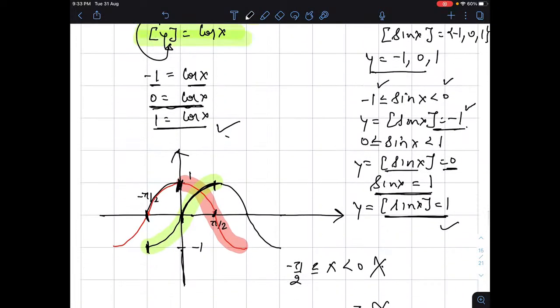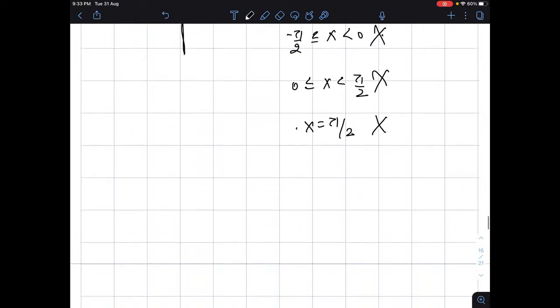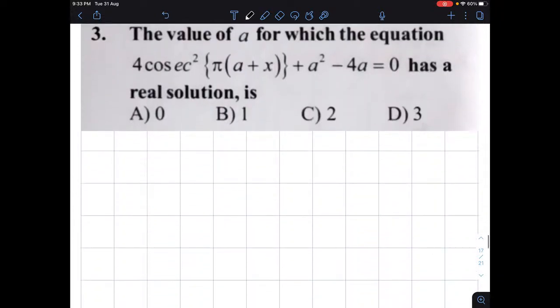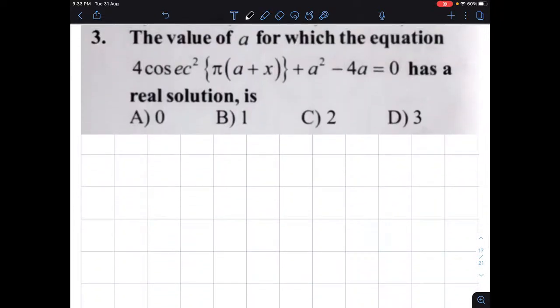Great Shreya, great Ojas, great Brijendra, great Manu. So let's move on to the next question. That is a very interesting, very nice question over here.